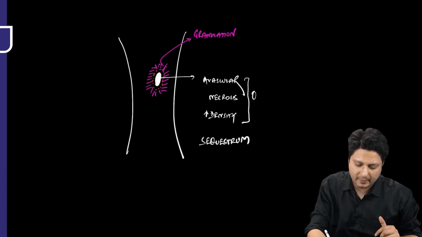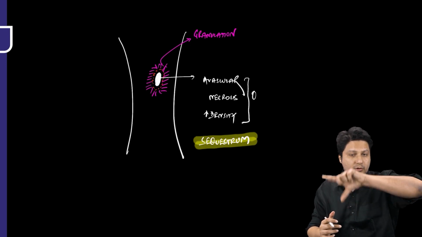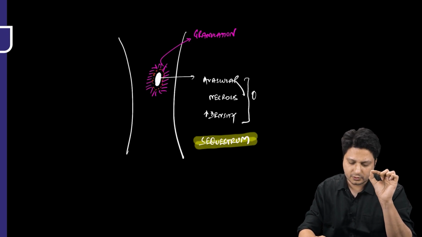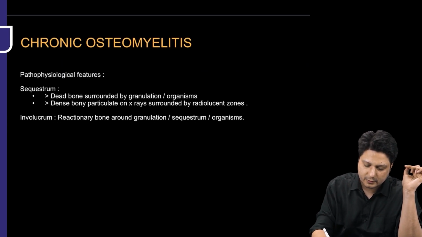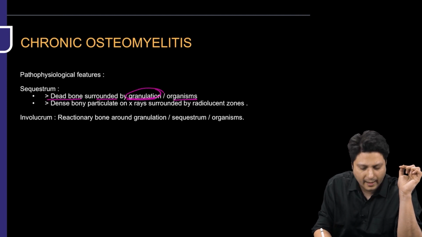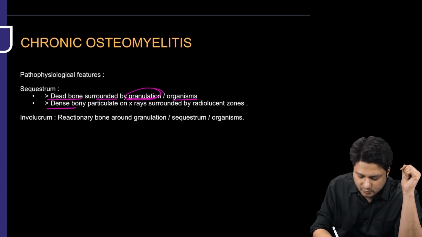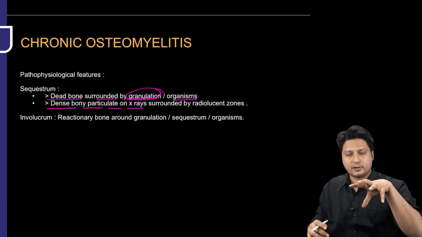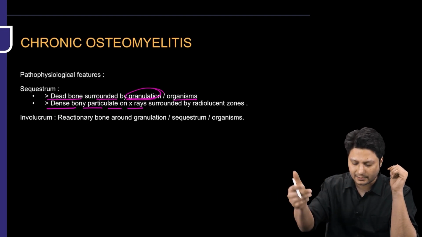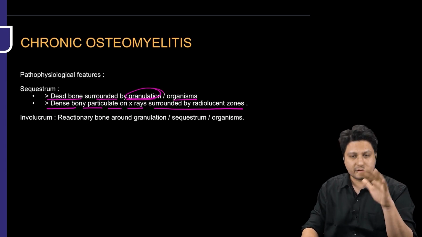So what is sequestrum actually? Sequestrum is a segment of the bone which is dead and it is surrounded by the organism along with the granulation. So this is the definition of sequestrum. What we have written over here in the definition is that it is a dead bone which is surrounded by granulation or the organism. Now you came to know why it is surrounded by the organism and granulation. Now it shows an increased bony density on the X-ray. So it is considered to have a greater density compared to the normal bony density because of the calcification in the necrosis, surrounded by a radiolucent zone. All right. So this is about the sequestrum.